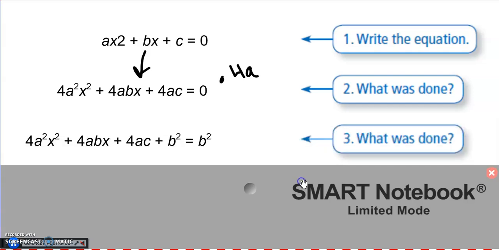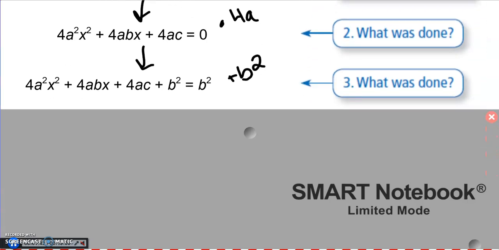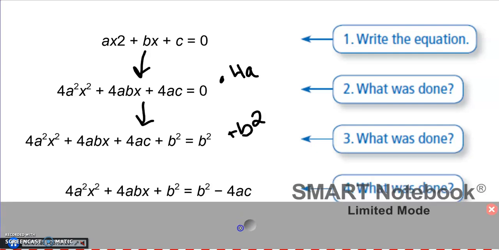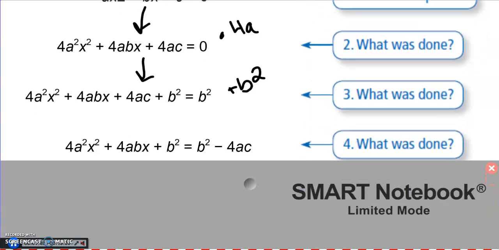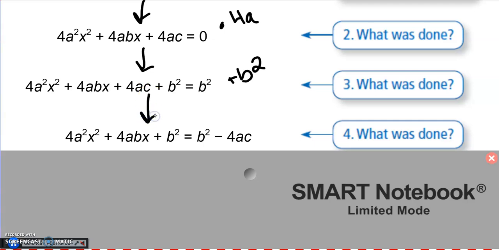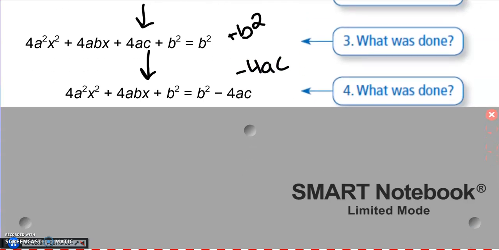Okay, so now we move on to here, saying, whoa, what happened here? How did we change from the second equation to now down here? Well, I noticed that on both sides of the equation, we added b squared. So we added b squared on both sides of the equation. Whoa. So now what happened here? How did we get from that equation to here? Well, I notice I have a negative 4ac on the right-hand side, and I don't have a 4ac on the right-hand side. So we subtracted 4ac from both sides.